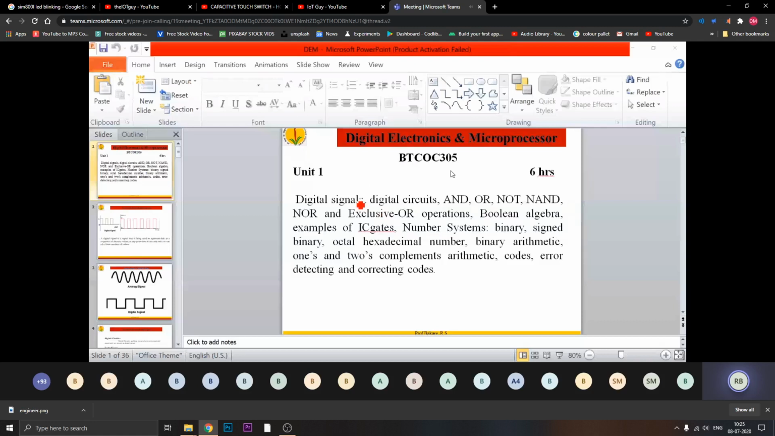Friends, when I define the digital signal in terms of number, it has only two numbers, either 1 or 0. A digital signal has only two numbers, either 1 or 0, and that 1 and 0 occur continuously at delta t over the period of time t.